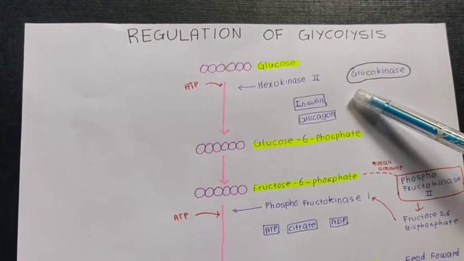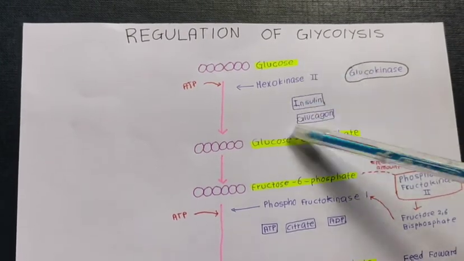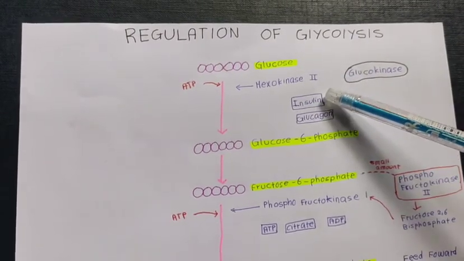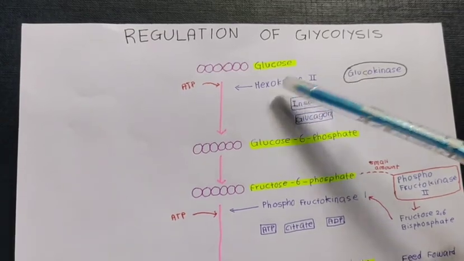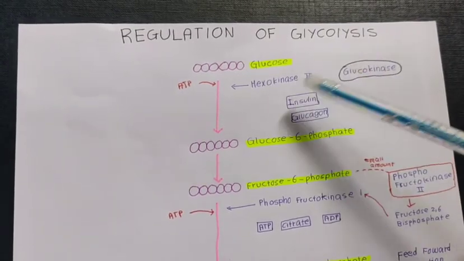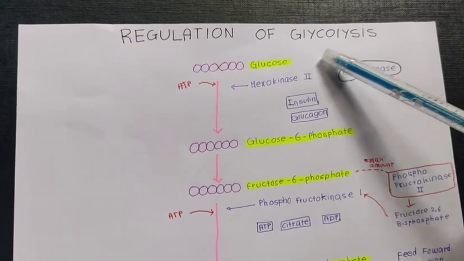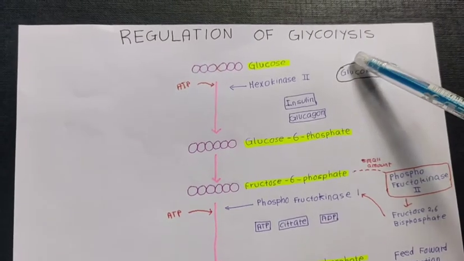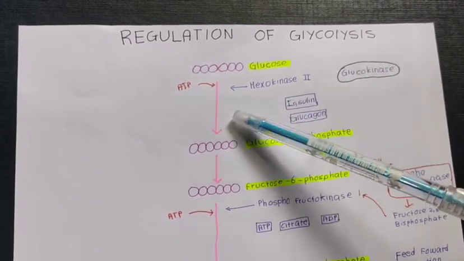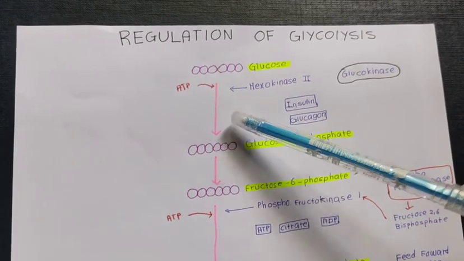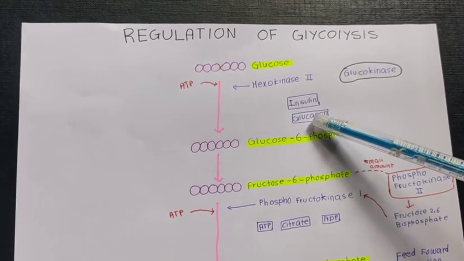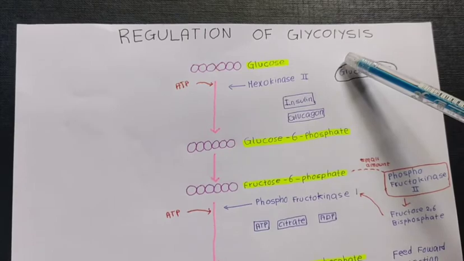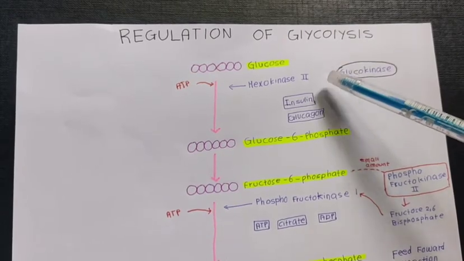Insulin and glucagon are also useful in this process because insulin can be used to stimulate both enzymes, hexokinase type 2 and glucokinase, and increase the activity of these enzymes in this process. Then glucagon is used to inhibit both of these enzymes to bring them back to normal.